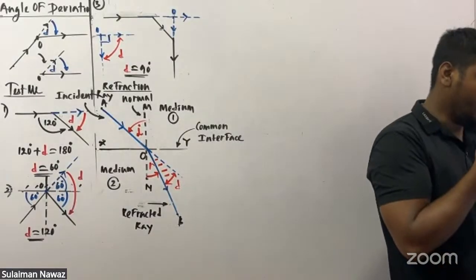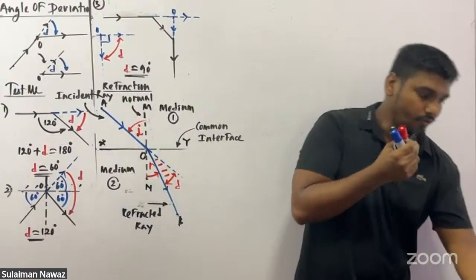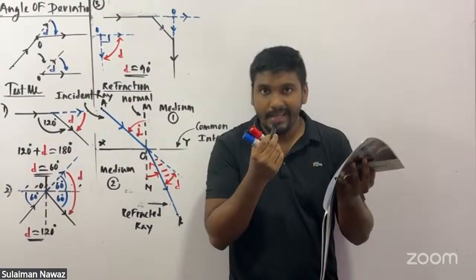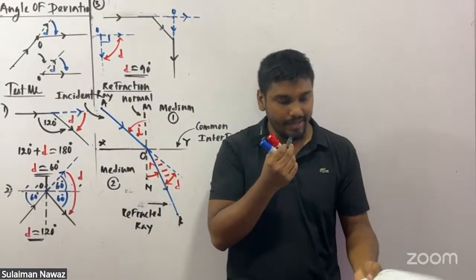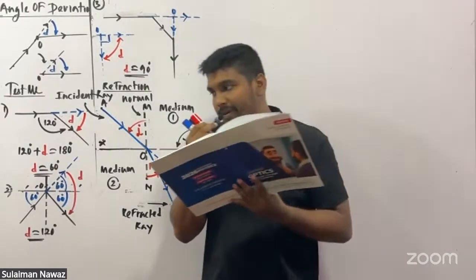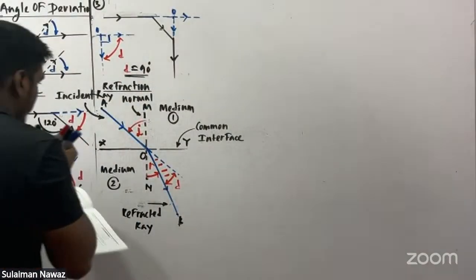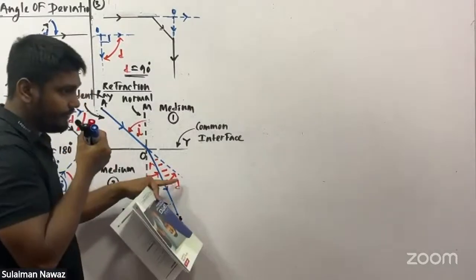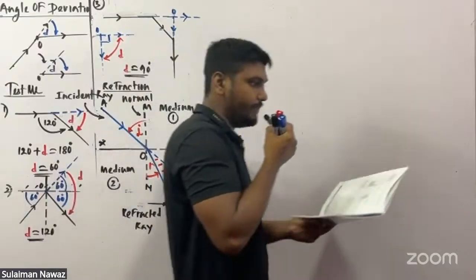And then we'll define. Okay, many finished. Define what is small i. Small i is the incident angle. What is small r? Small r is going to be the refracted angle. What is small d? Small d, we all know, is the angle of deviation.